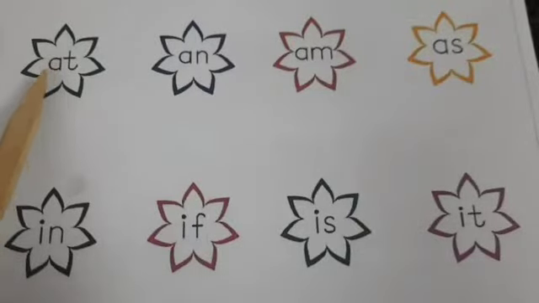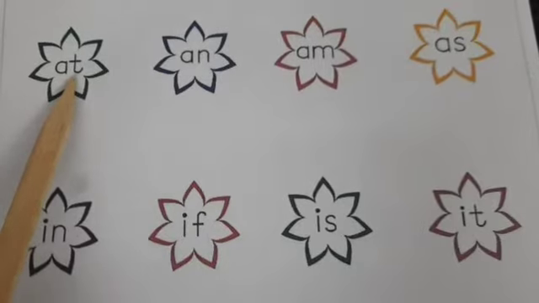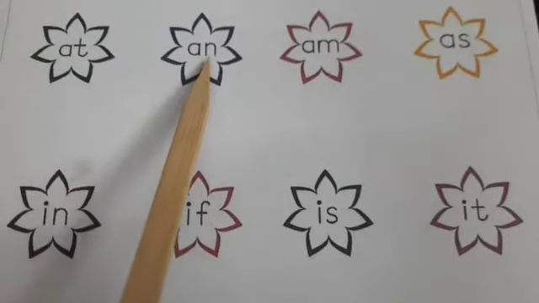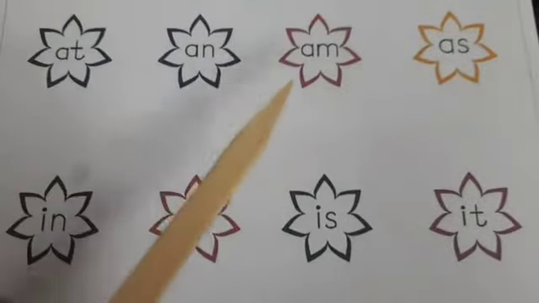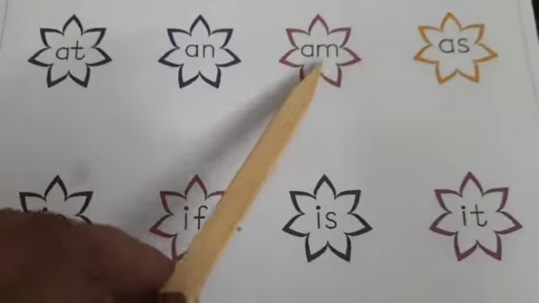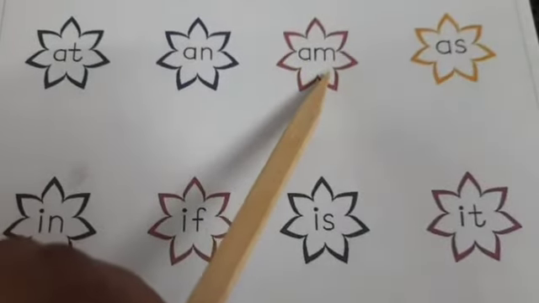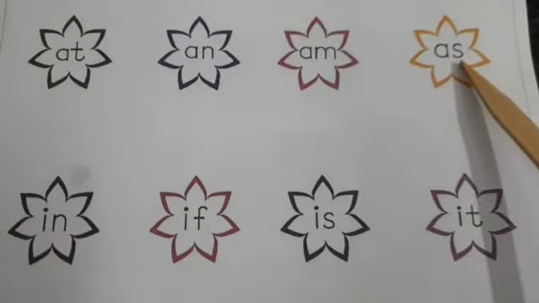Now we will read two-letter words from our workbook page. A, t, at. A N N. A M M. A S S.